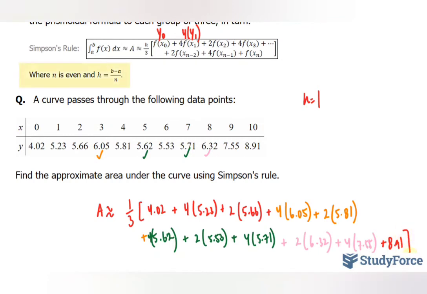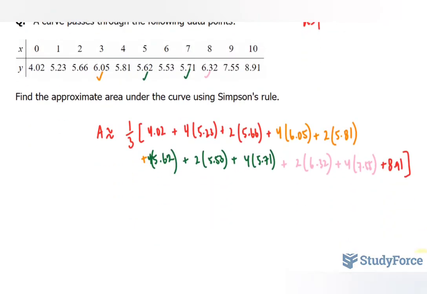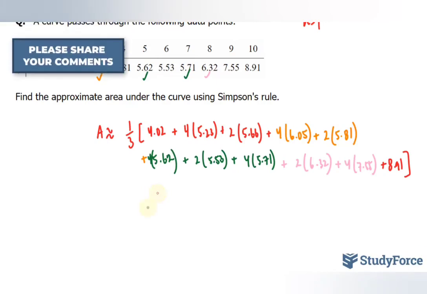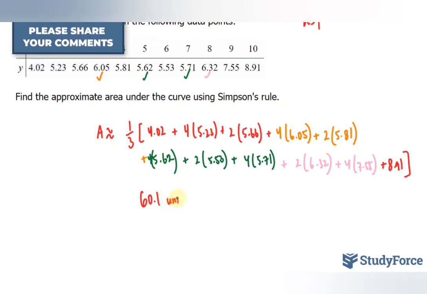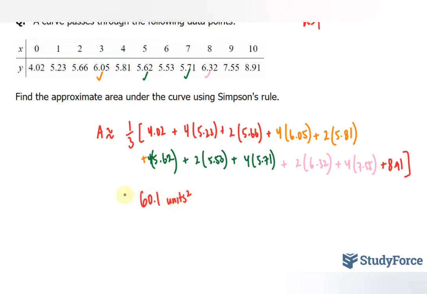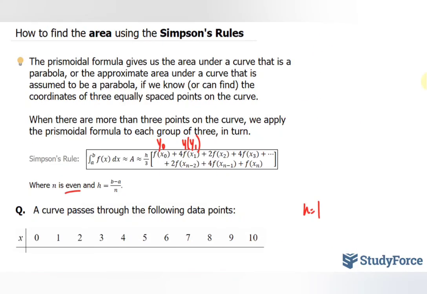Also, one thing I forgot to mention is that if you're not given a table like this, you should pick an n value that is even. Now we'll calculate this using our calculator, and if you do it correctly, I don't want to go through all of this, it'll take a while, you should end up with exactly 60.1 units squared, and that's an approximate area for this curve. And there you have it. That is how to use Simpson's rule to find the approximate area.